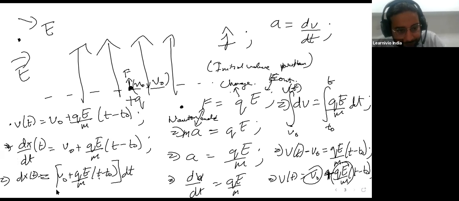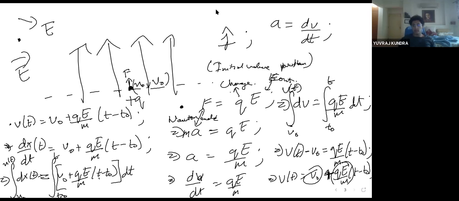And we have to integrate on both sides. What are the limits again? You have t0 to t, and displacement is from x0 to some x as a function of t. Correct? Okay. Lovely. 1 minute.